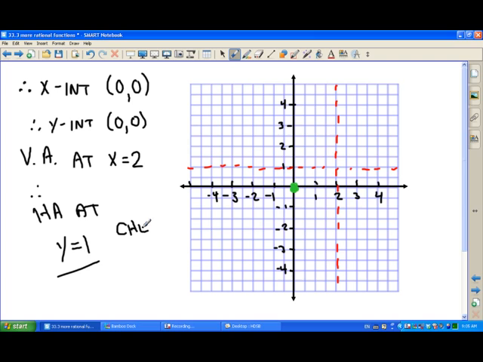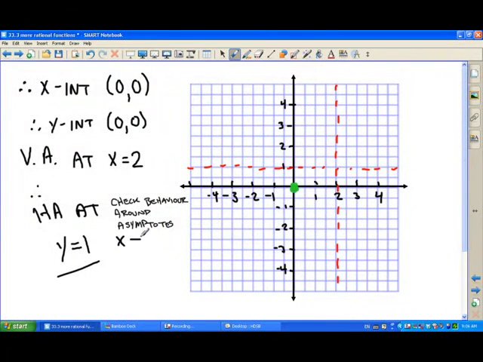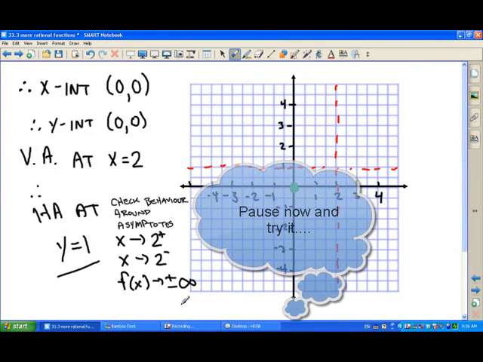So the last thing you need to do before you graph is check behavior around the asymptotes. What I mean by that is find out what happens as x approaches 2 from the right, as x approaches 2 from the left, and as f of x approaches plus or minus infinity. Okay, you should try those things on your own.